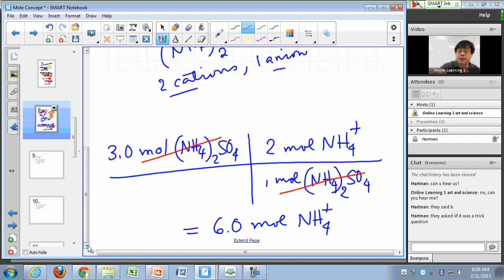2 sig figs for 3.0. That's an exact number, so it will have an infinite number of sig figs. So your final answer should have 2 sig figs, 6.0 moles.